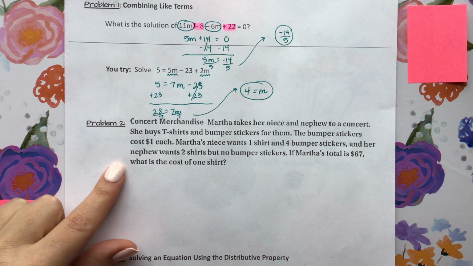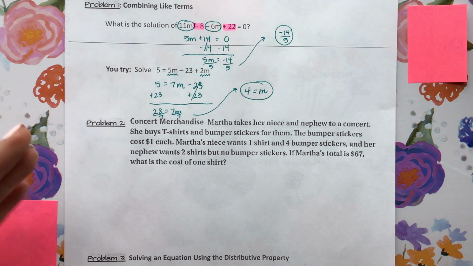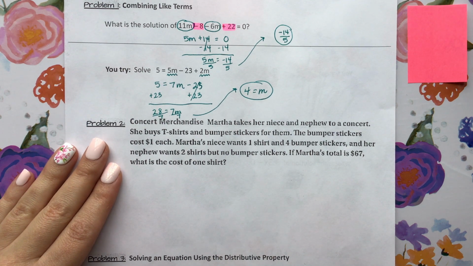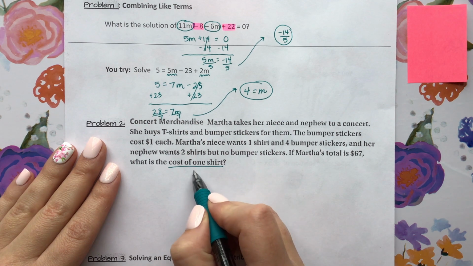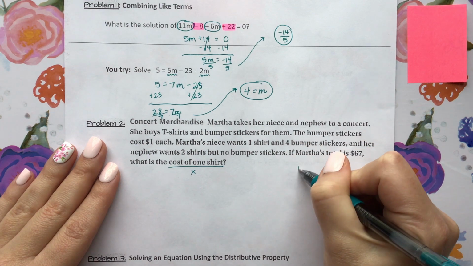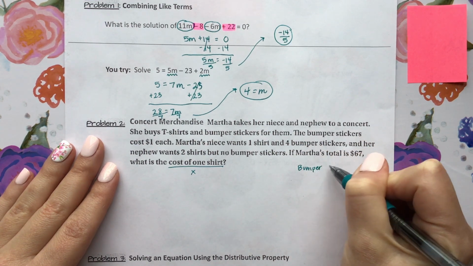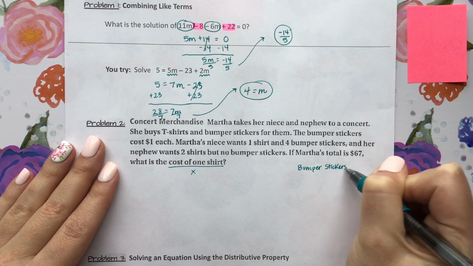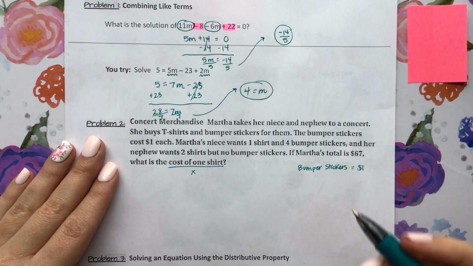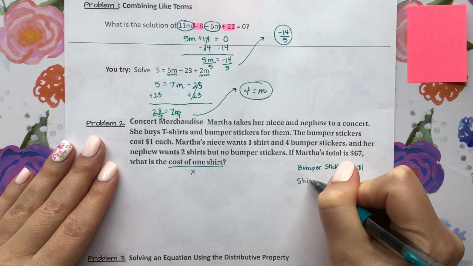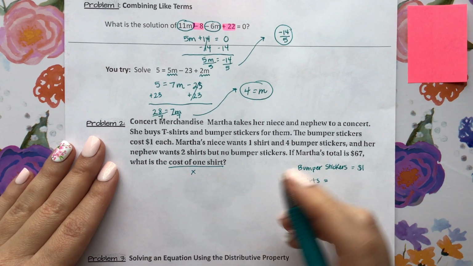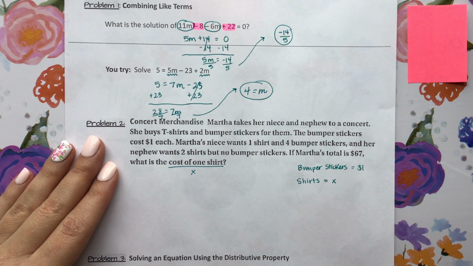Okay, usually this last sentence is letting us know, like in most word problems, what the variable of the problem is, what the unknown is. We're trying to find the cost of 1 shirt, so we'll call that X. So we know a couple things. We have bumper stickers, and we know that those are equal to $1. And we also have t-shirts, and those we don't know, so that's what our variable is. So we're just going to say shirts are equal to X.